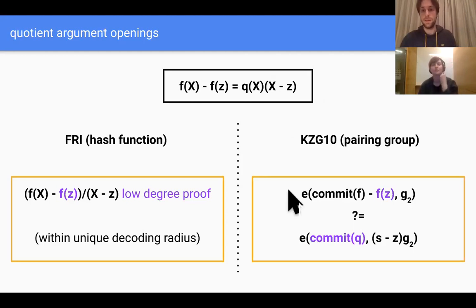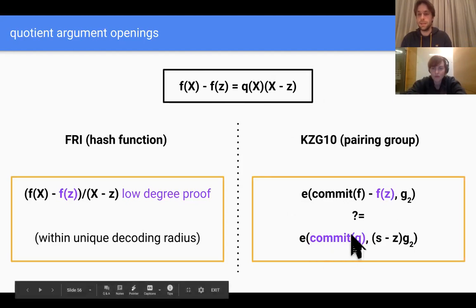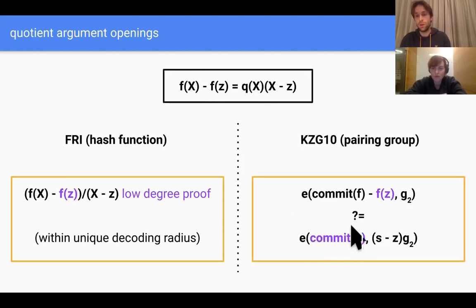So the verifier is already given the commitment of f. The prover is going to compute Q and commit to that. And this equation holding is basically if and only if this times this is equal to this times this.